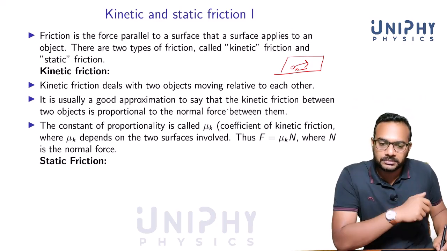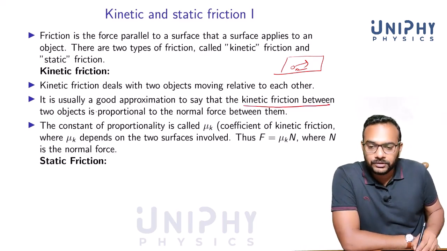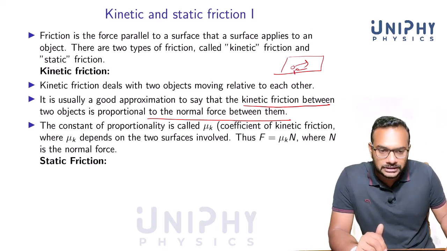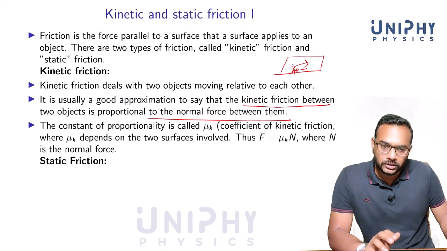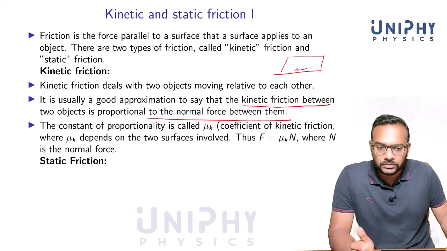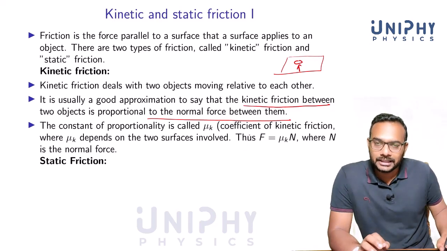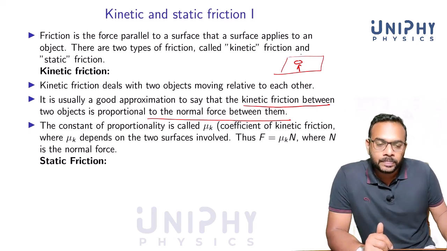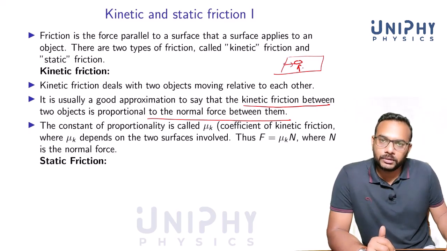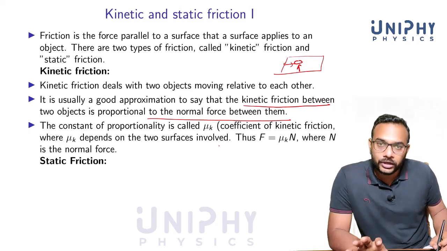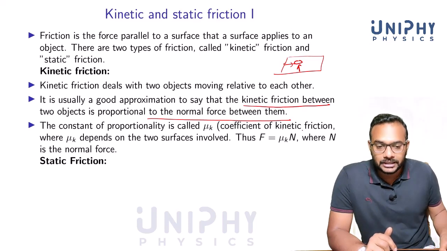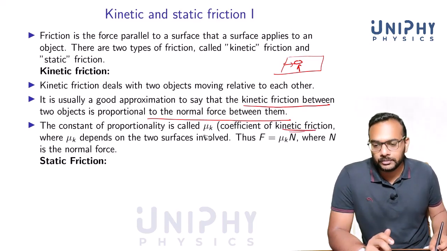We'll use this approximation always to say that the kinetic friction between two objects is proportional to the normal force between them. Right, so there's a normal force exerted by this board on this carom coin or a billiard ball, whatever we are talking about. Generally we can say that the force of friction is proportional to the normal force. Alright, so the coefficient of proportionality is called the coefficient of kinetic friction. We'll call it mu k.